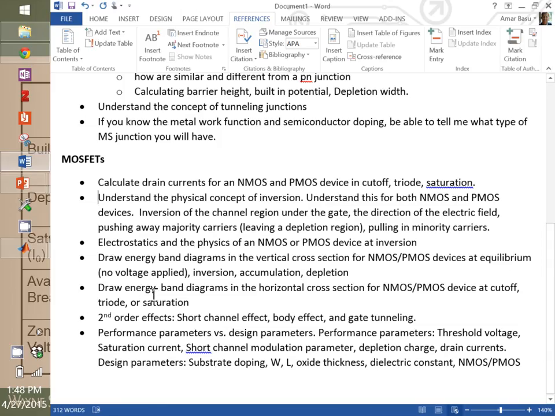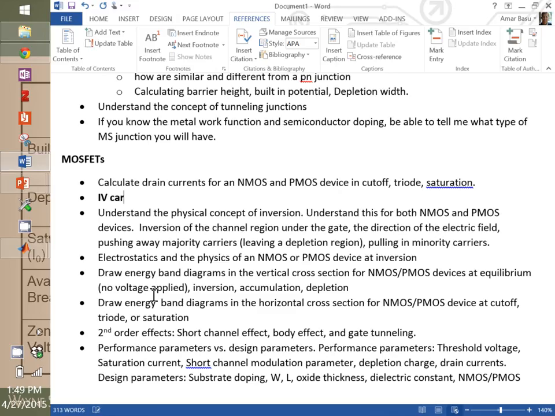Let me add one thing under here: IV characteristics of NMOS, PMOS devices, which are enhancement mode or depletion mode. So if I were to draw the IV characteristic of a device, you should be able to tell me what type of device it is: NMOS or PMOS, enhancement mode or depletion mode.